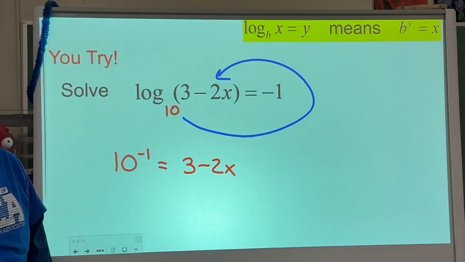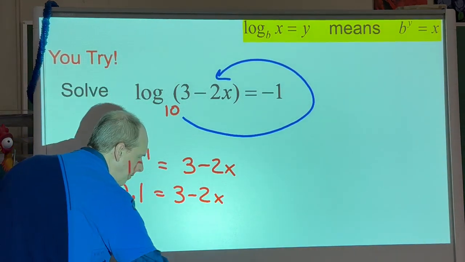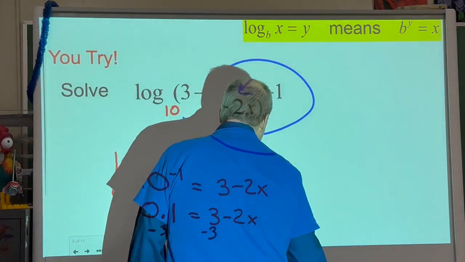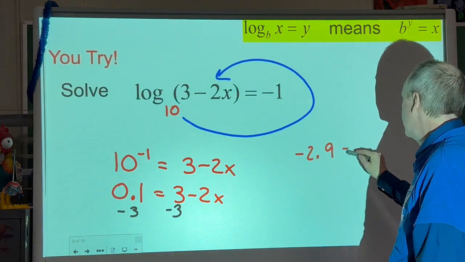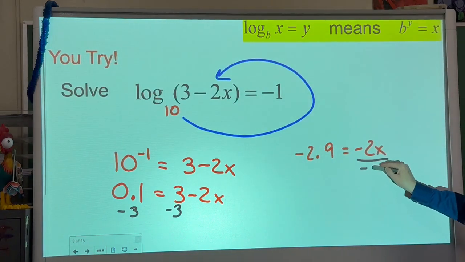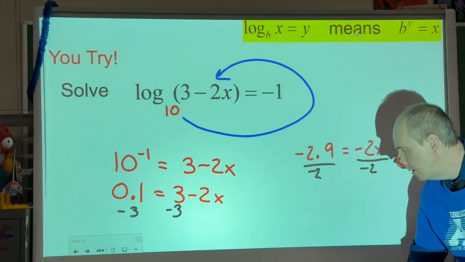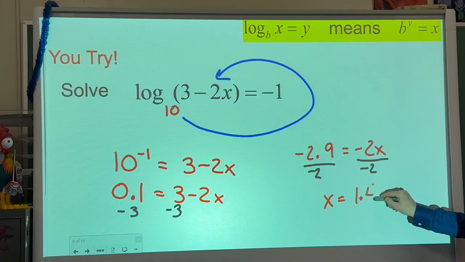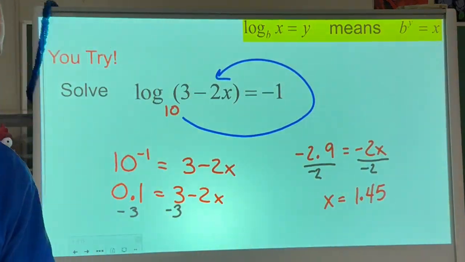In your calculator, 10 to the negative first power is 0.1. Minus 3, 0.1 minus 3 is negative 2.9. Then you divide by whatever's in front of the x. So negative 2.9 divided by negative 2. You want to check it, put it in your calculator for x, and see if you got it right.